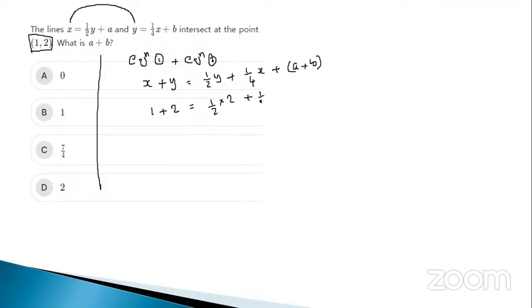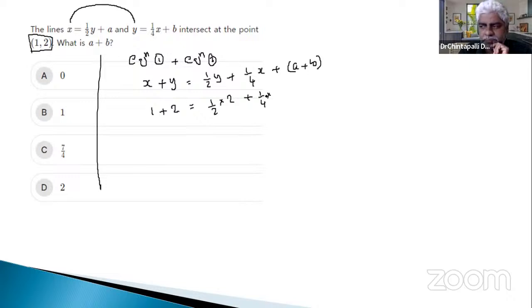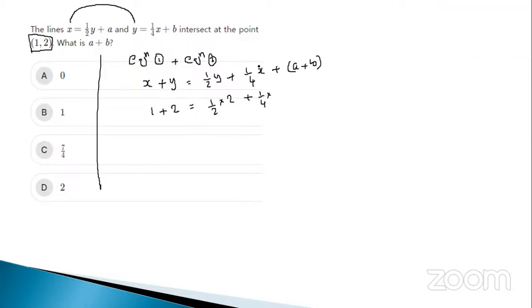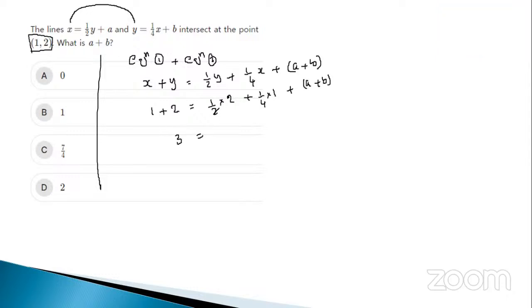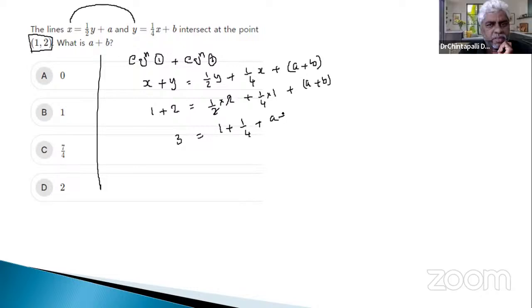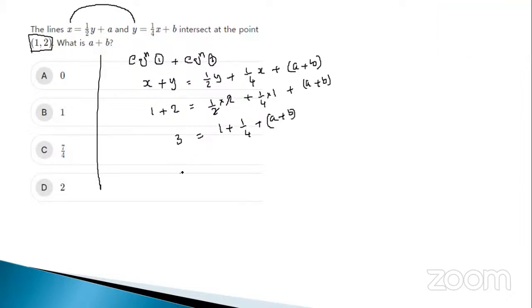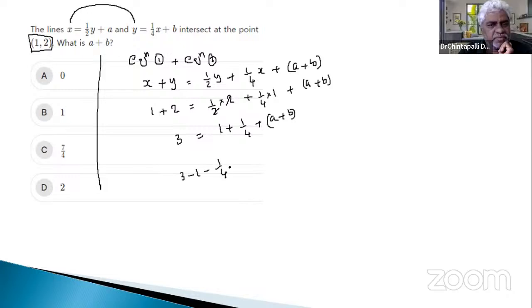plus 1/4 of 1, sir. Very good. Plus a plus b. This is 3, equals, cancel 1 plus 1 by 4, plus a plus b, right? Yes, sir. 3 minus 1 minus 1 by 4. LCM 2, minus 1 by 4.